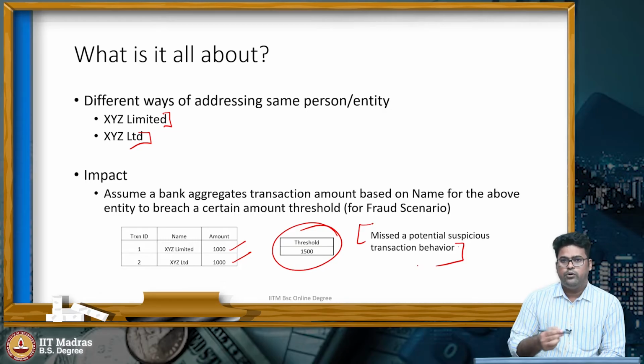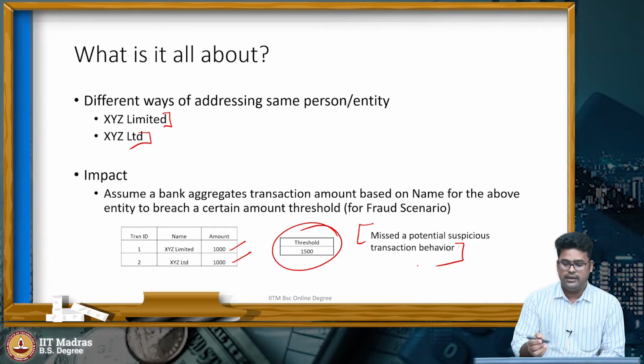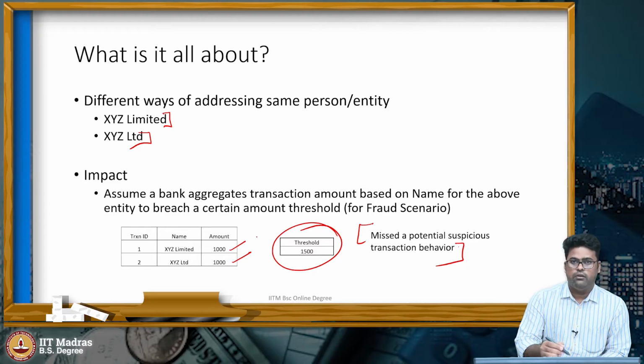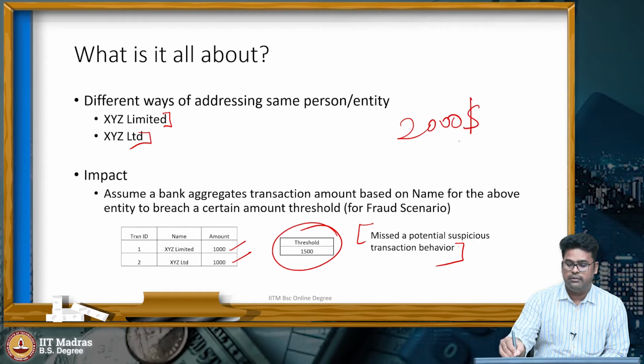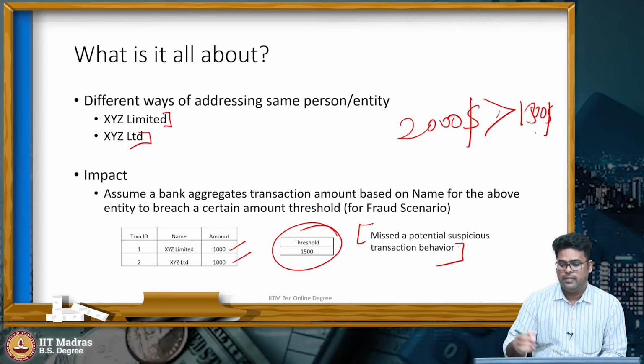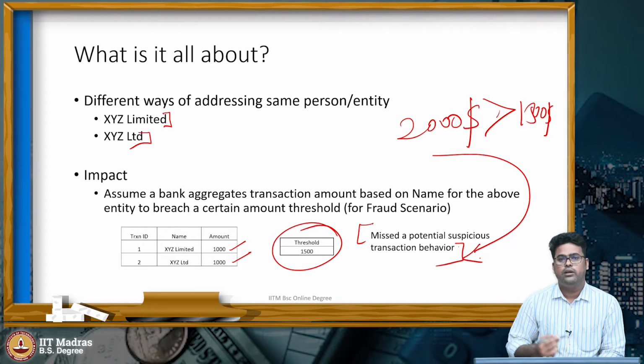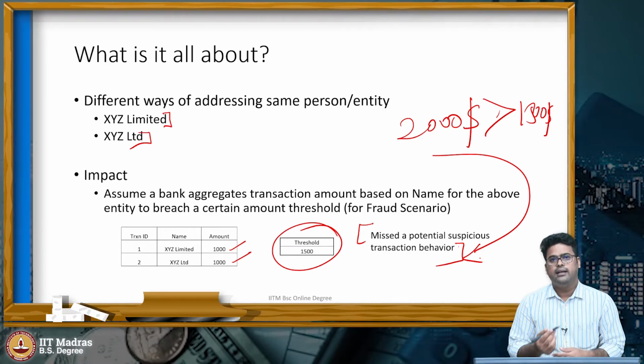However, if I am doing entity resolution and I am able to identify that these two belong to the same entity, once I resolve this entity and club them together, the total transaction amount done by this entity is $2,000, which is a clear breach of the existing threshold. Hence, if there is a potential suspicious activity involved in this transaction behavior, it would go for investigation by the bank's fraud team. So this is another example where entity resolution really helps.